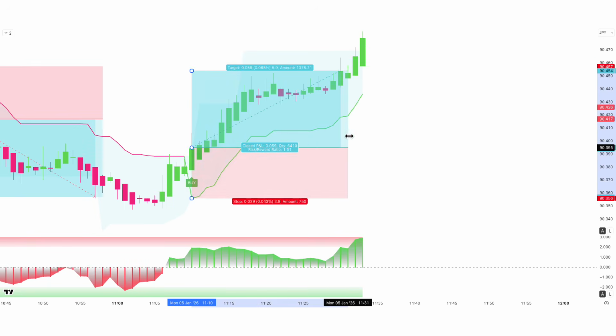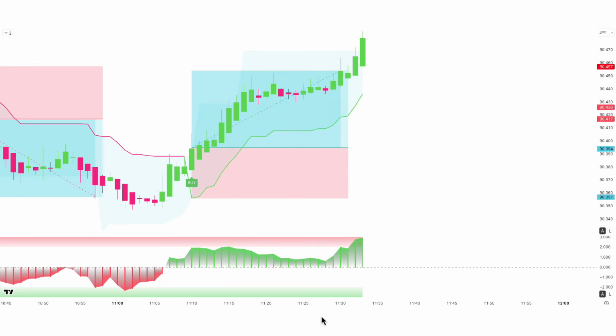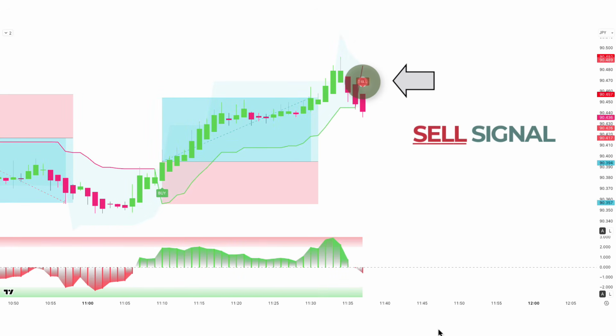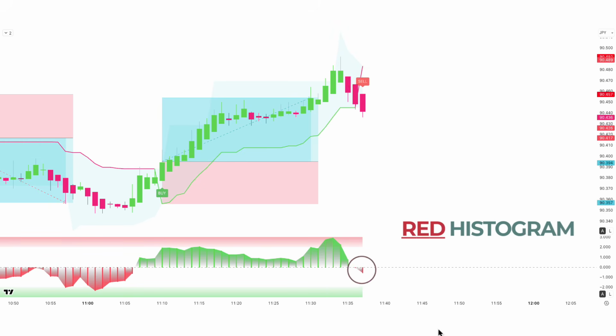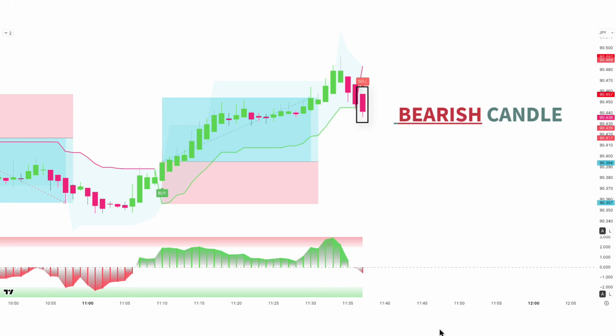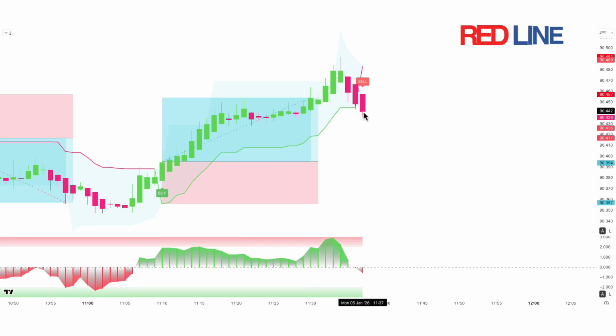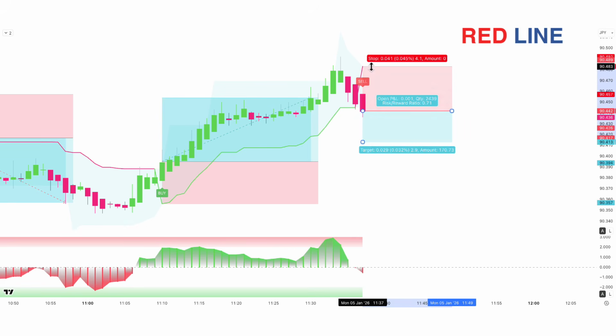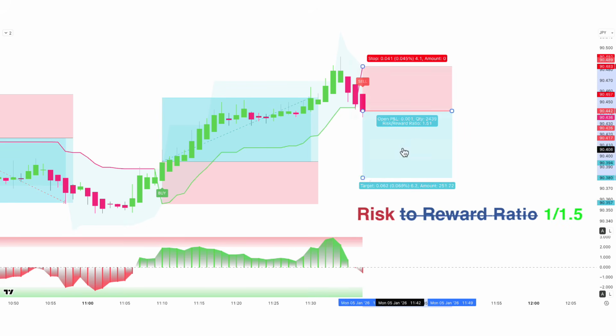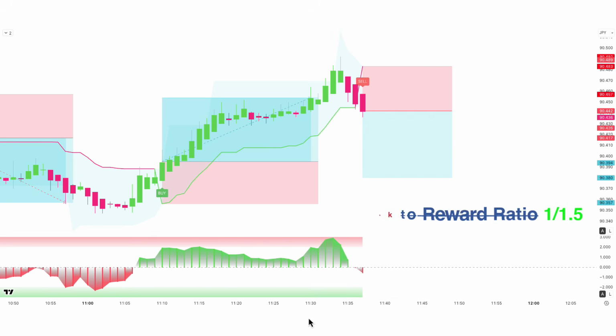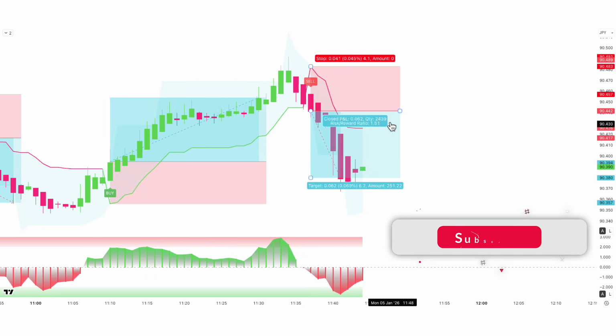Let's find the next trade. Here the Super Trend arrow of this indicator is a sell signal. Here the normalized indicator shows a red area histogram. Here the market has made a bearish candle to give confirmation. So all our conditions are being fulfilled, so we are placing an order to sell. Our stop loss is to be placed at the red line, and the risk to reward ratio will be 1:1.5. We have won the trade.